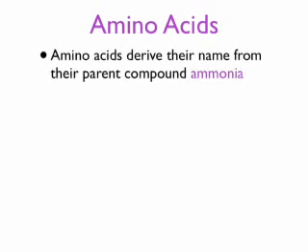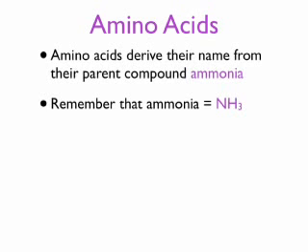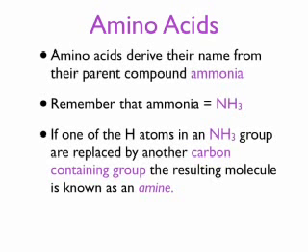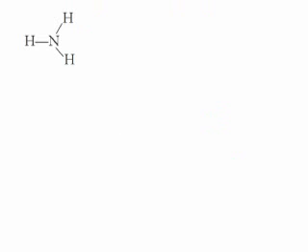Amino acids derive their name from the parent compound ammonia. Now, you're familiar with ammonia. Ammonia is NH3. Now, NH3 is a nitrogen atom bonded to 3 hydrogens with a lone pair of electrons. If one of the H atoms in the ammonia compound was replaced by another carbon-containing group, now the resulting molecule would be known as an amine. Let's have a look at it happen.